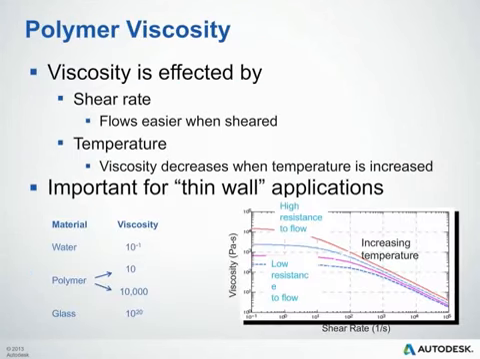It's important to note that your material's viscosity can be influenced significantly by shear rate and temperature. Polymers typically flow much easier when they're sheared. They also typically see a decrease in viscosity when the temperature for that polymer is increased. This is very important for thin-walled applications, because you would typically see higher shear rates, which could lower the viscosity of your material, but you have to be aware of those shear rates and make sure they are not exceeding the material's limitations.